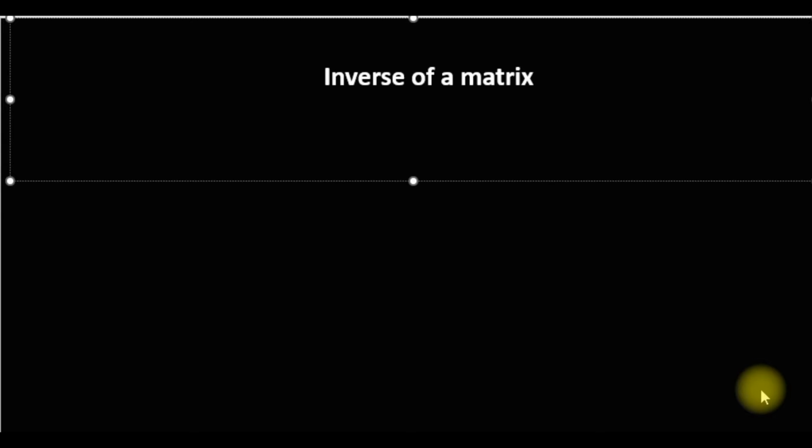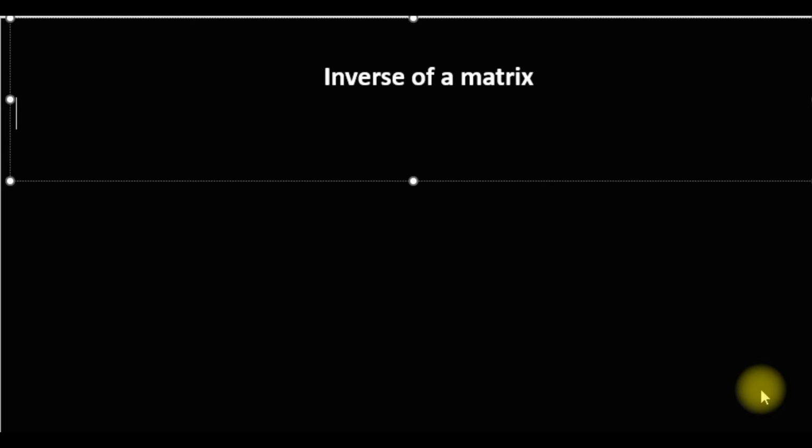So we're on inverse of a matrix. For a matrix to have an inverse, the determinant of that matrix is not zero. That is, the matrix must be a non-singular matrix, because we know that for a matrix to be a non-singular matrix, the determinant is not equal to zero.